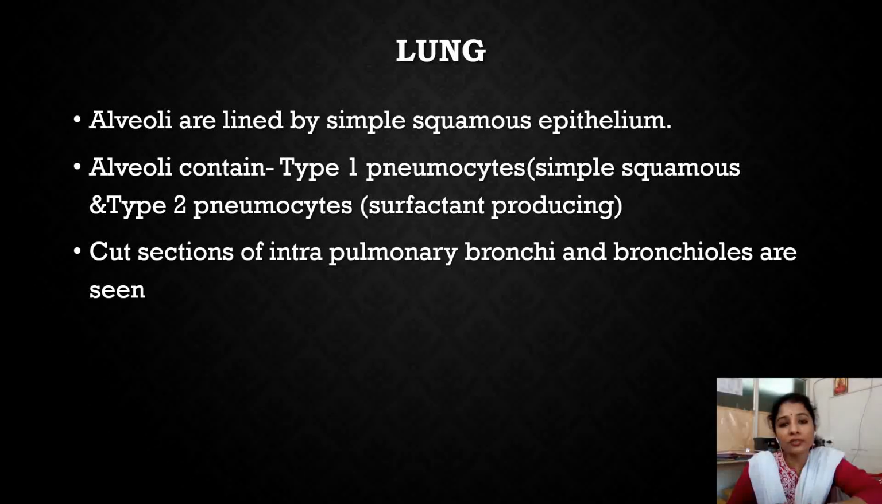So identification features for the lung: irregularly shaped alveoli are present, which are lined by simple squamous epithelium, and alveoli contain two types of cells, as I told just now, type 1 and type 2 pneumocytes. And apart from that, within the lumen of the alveoli, macrophages are present, which are called dust cells, which engulf the dust particles entering into the respiratory tract. And cut sections of intrapulmonary bronchi and bronchioles are also seen.